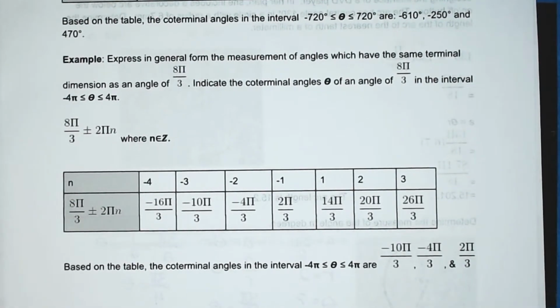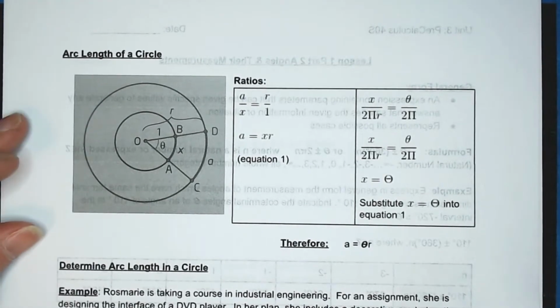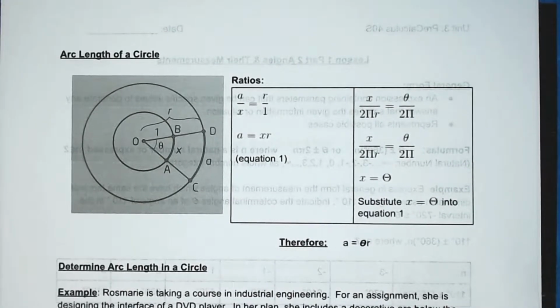That's basically it for this general form formula. It's not really difficult. You just plug in the value of n and see where your values fall to give you the correct interval. Now, we also have a formula that we can use to determine the arc length of a circle. So in the top part here, we're going to talk about how we got to this formula, A equals theta times the radius, where A represents arc length.